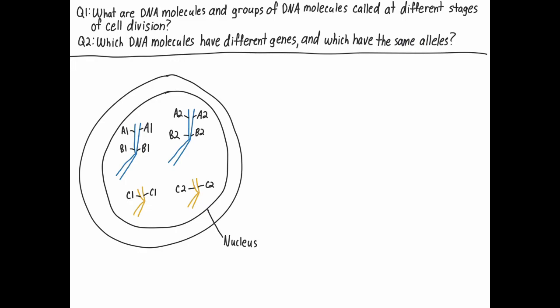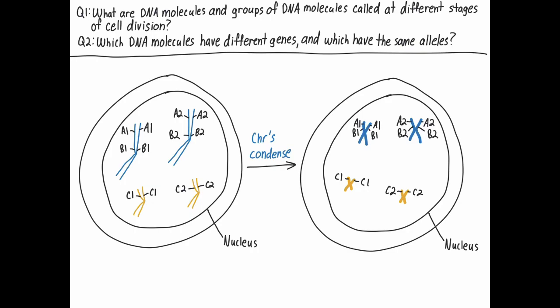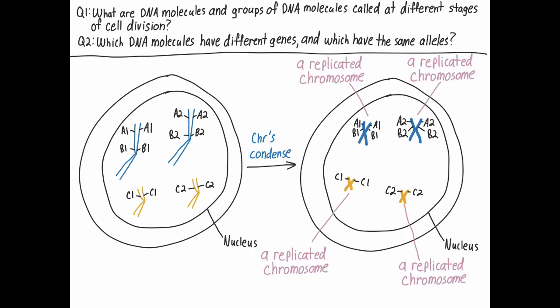As the cell starts undergoing cell division, the chromosomes condense. These are still replicated chromosomes. These are still homologous chromosomes, and these are still non-homologous chromosomes. These condensed replicated chromosomes contain 2 DNA molecules, and because they are now condensed, they are referred to as chromatids.